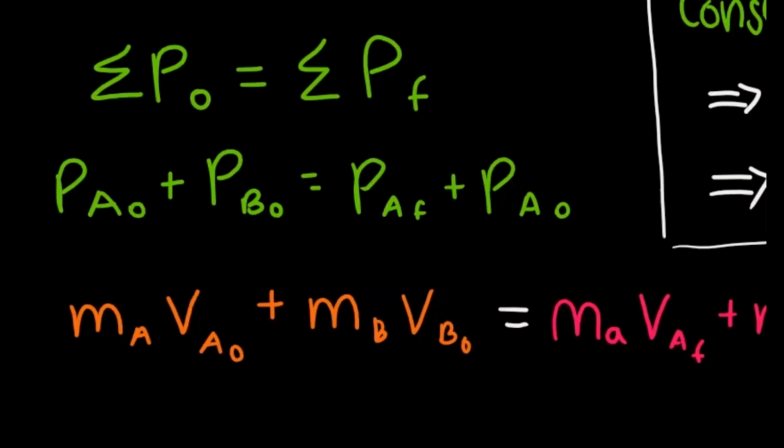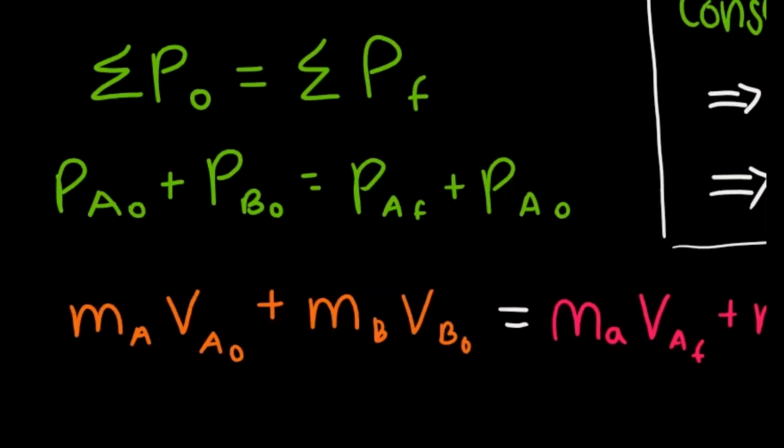So you can see here that if we have two objects, let's say A and B, and they're involved in a collision, we can set it up where we break down each of the objects into their individual momentums. So for momentum of A, for example, initial, we can break it up into mass of A times velocity of A initial.